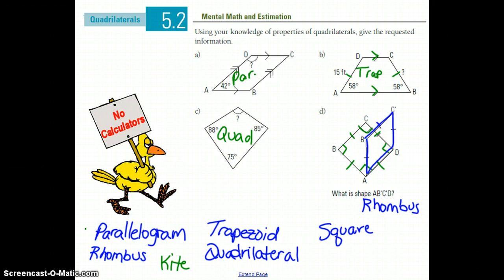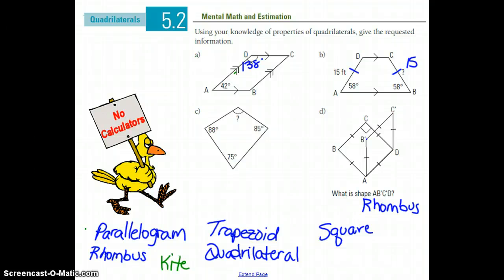Okay, then it also asks you to find the unknown angle measures. So starting with this one, this angle measure, we know that we've got parallel lines here cut by a transversal. So what would be the degree of this angle? 138, because they have to add up to 180 degrees. This one is asking us for the side length. So we know that this is isosceles, so these two are the same, so that would be 15.